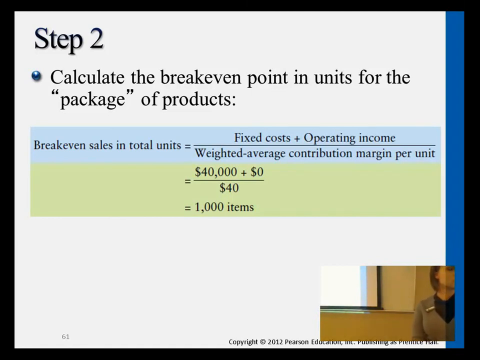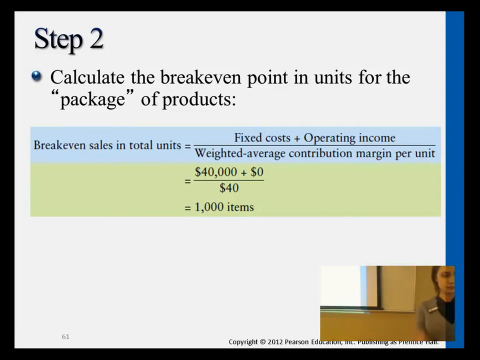Now we need to learn how we calculate the break-even point in units for that bundle, right? 3 of one unit, 2 of the other one. What do I do? So I have this formula that we kind of know. It's just a little different. Break-even sales in total units is fixed cost plus operating income divided by weighted average contribution margin per unit.